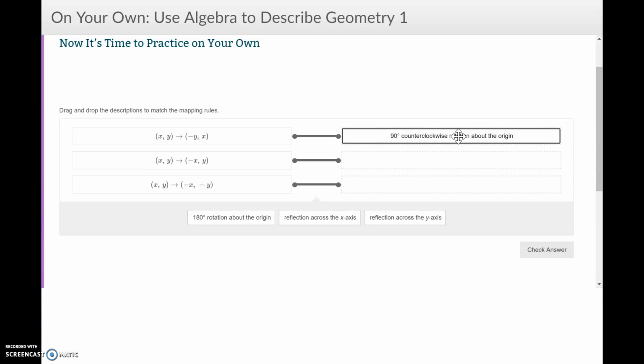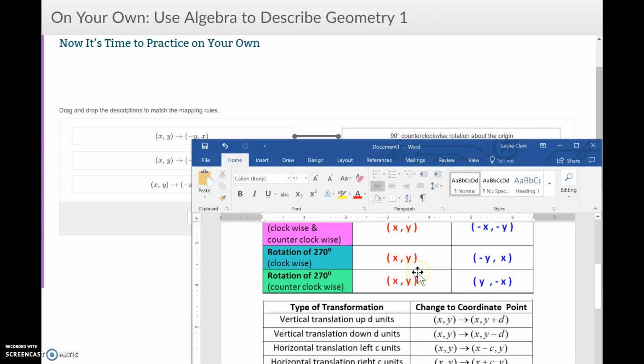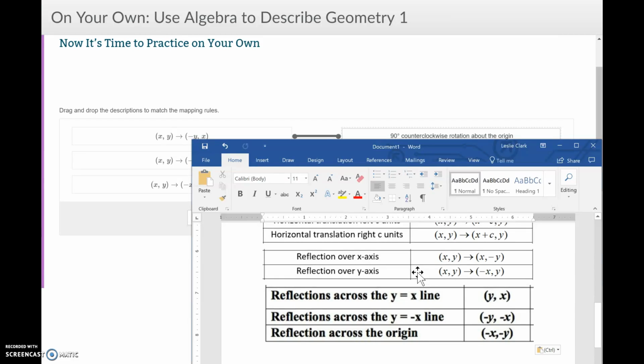Now, they don't switch places. X just does the opposite. Y stays the same. Let's look at our sheet. X does the opposite and Y stays the same. That is a reflection over the Y-axis.